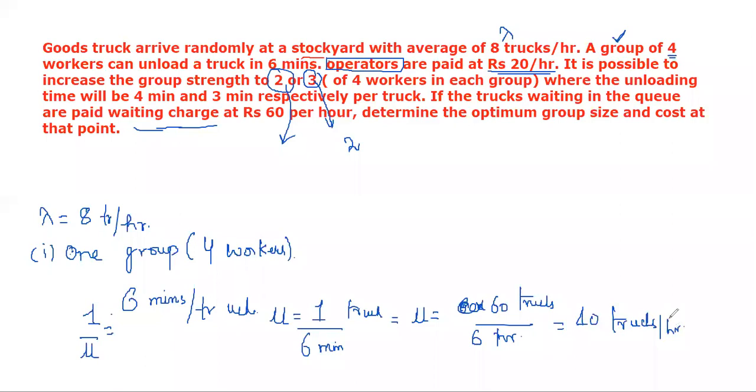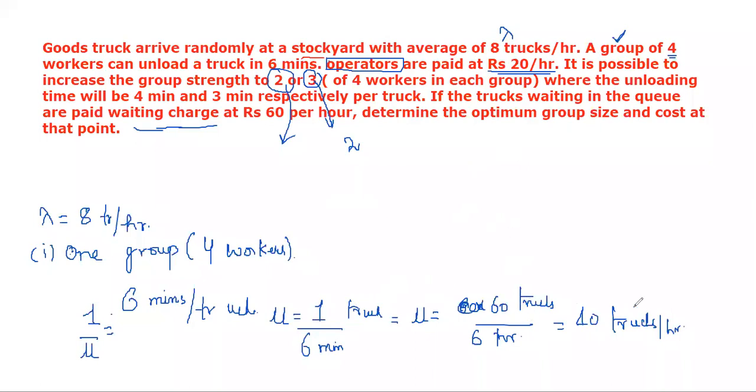So you have to identify from the question what is the arrival rate and what is the service rate. It was quite obvious that a group of 4 workers can unload a truck. 4 workers are unloading, that is, they are providing the service, and they take 6 minutes to serve one truck. So here also it should have come to your mind that 6 minutes are needed to unload one truck, so in 1 hour 10 trucks will be unloaded, because 6 minutes into 10 trucks will be 60 minutes.